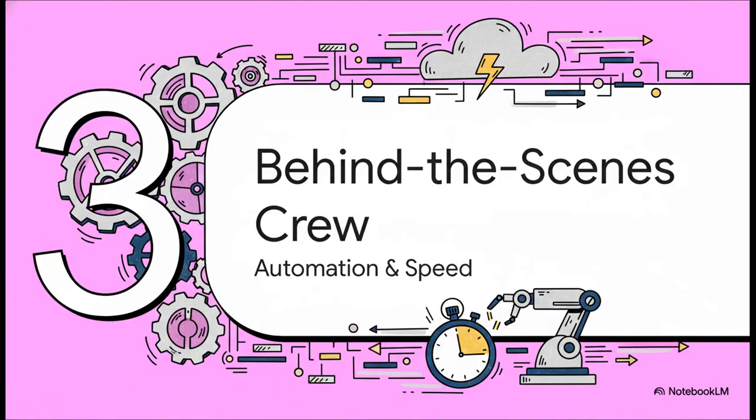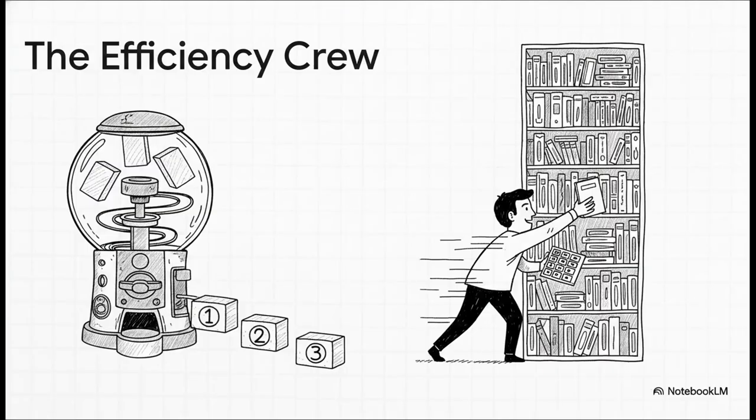And finally, let's pull back the curtain and meet the behind-the-scenes crew. Now, these aren't guardians that necessarily block bad data, but they're tools that work in the background to make your database smarter and a whole lot faster. First, you've got auto-increment, which is basically an automatic number generator. This is perfect for primary keys because it automatically assigns the next unique number to each new record, so you don't even have to think about it.